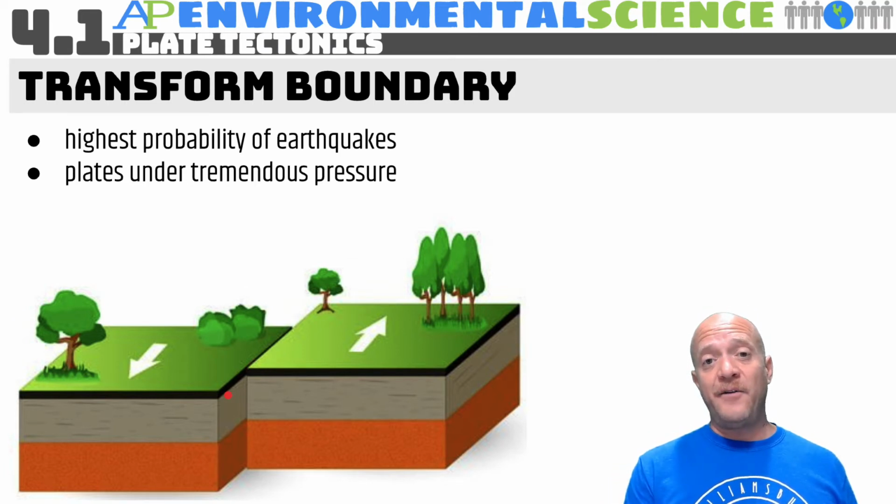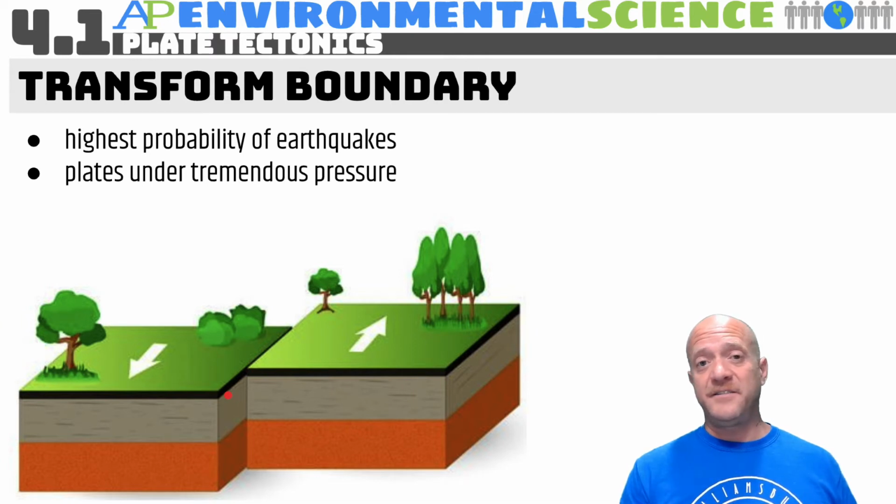Transform boundaries are found in California, Los Angeles to San Francisco. It is the San Andreas Fault.